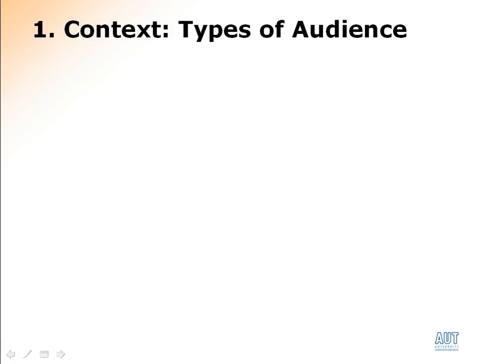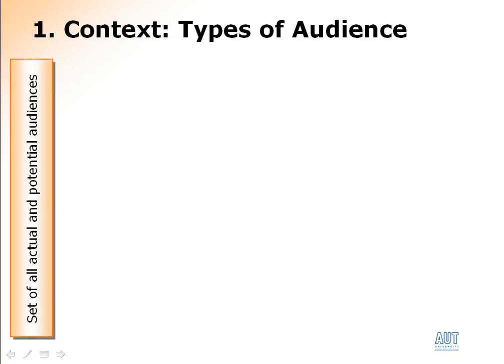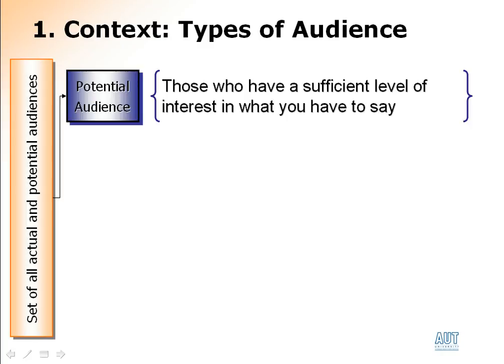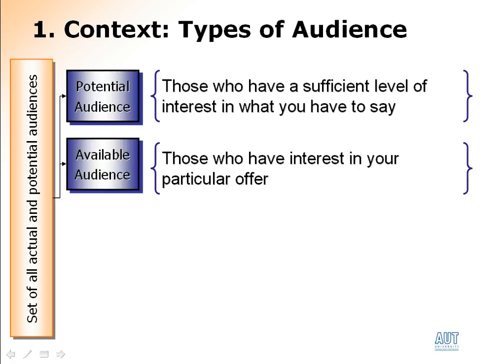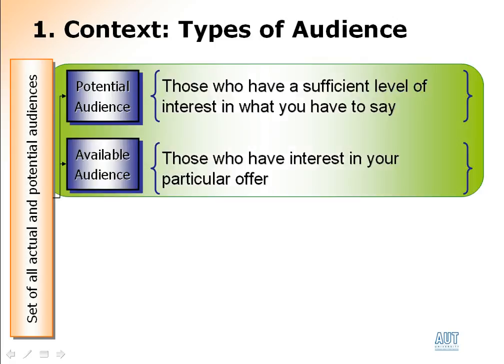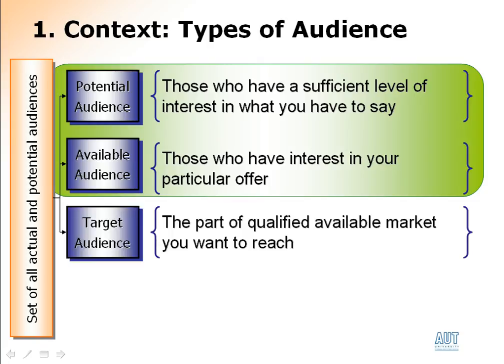Then you need to think about the types of audience. So you have the set of all actual and potential audiences. So there's a range of ways you can think about your audience. Your potential audience is those who are kind of interested in what it is you've got to say. So they could be people that you actually manage to get some money out of later. There's the available audience, so everybody who's out there who's got an interest in you. That's one cluster. So they're sort of potential audiences.